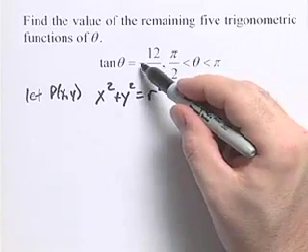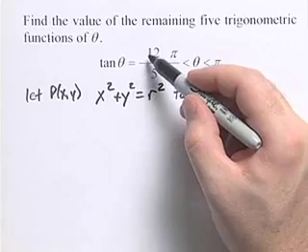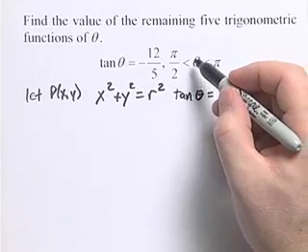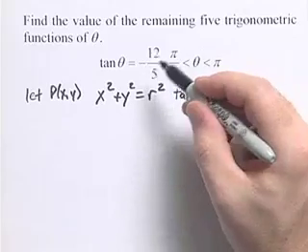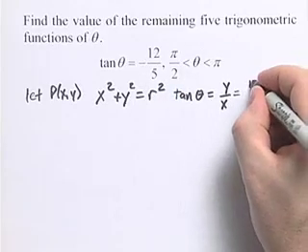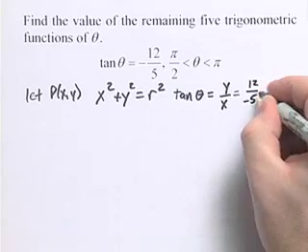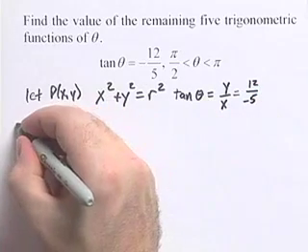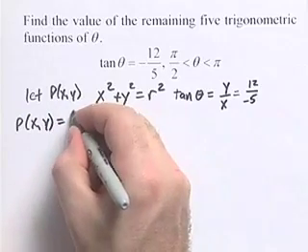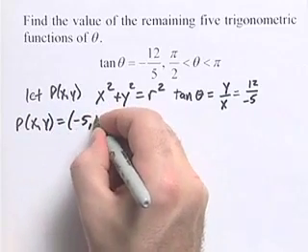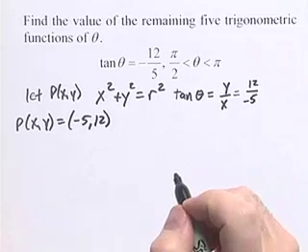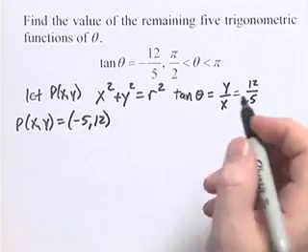Now we have a negative value for the tangent, so we need to determine whether it's y or x that's negative. Since we're in quadrant 2 on our circle, we know that it's the x value that's negative, so we can write this as 12 over negative 5. Therefore our point P(x, y) is equal to negative 5 comma 12. Then we can use that to find our remaining trig functions.